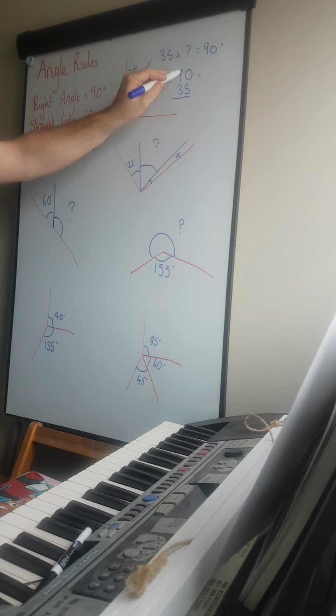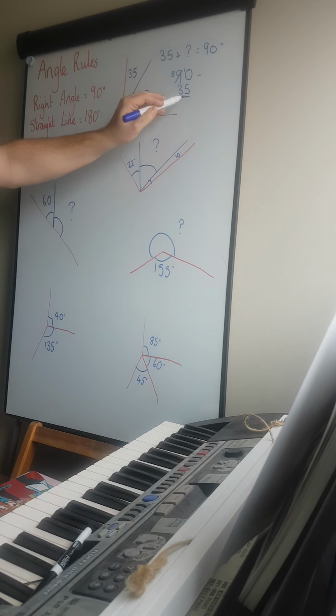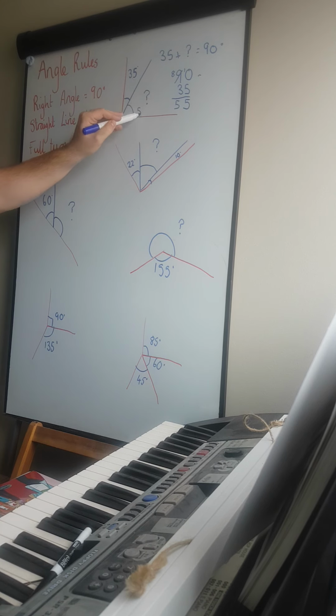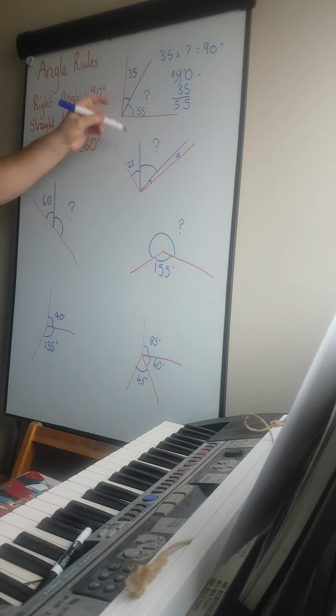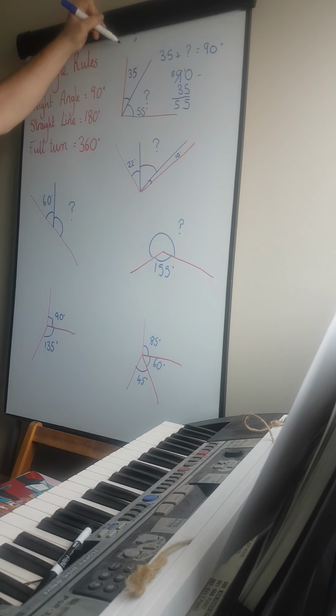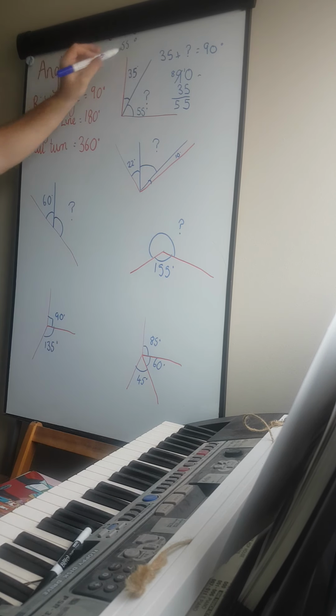0 take away 5 we can't do. There we go. 10 take away 5 we can do. 8 take away 3 is 5. So this answer would be 55 degrees. We draw a very small little circle above our number. 55 degrees.